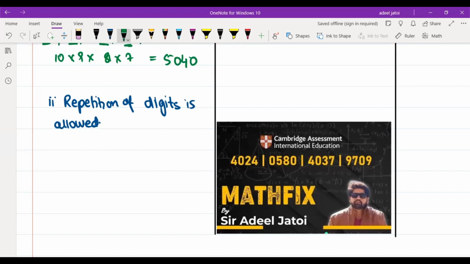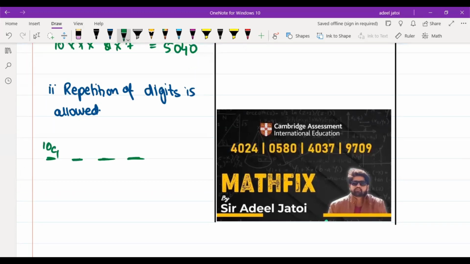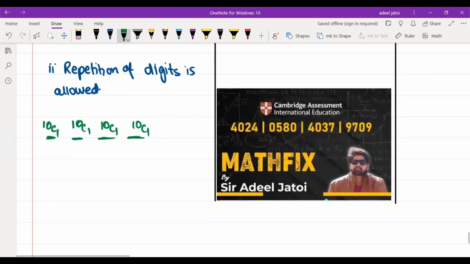For the first blank, how many possibilities will we have? 10 possibilities, and out of that we can only have 1. In the second blank, we can again have 1 out of 10. In the third, we can have 1 out of 10. And even in the fourth, 1 out of 10. So that means 10C1, 10C1, 10C1, 10C1. 10 into 10 into 10 into 10, which can also be 10 to the power 4. So this means 10,000 possibilities.